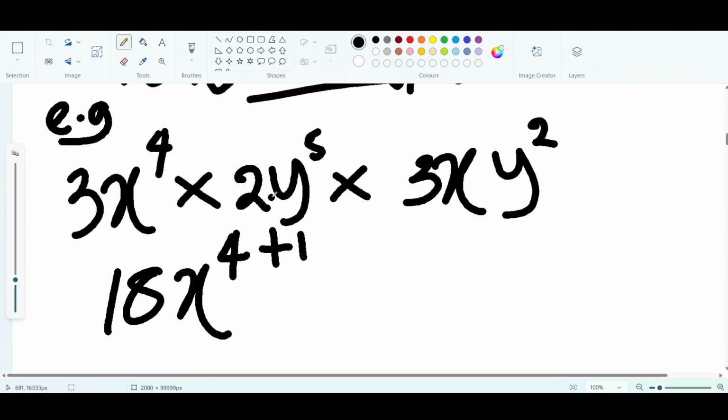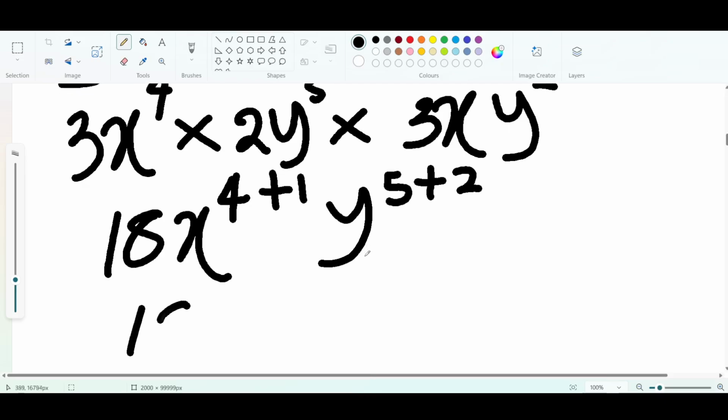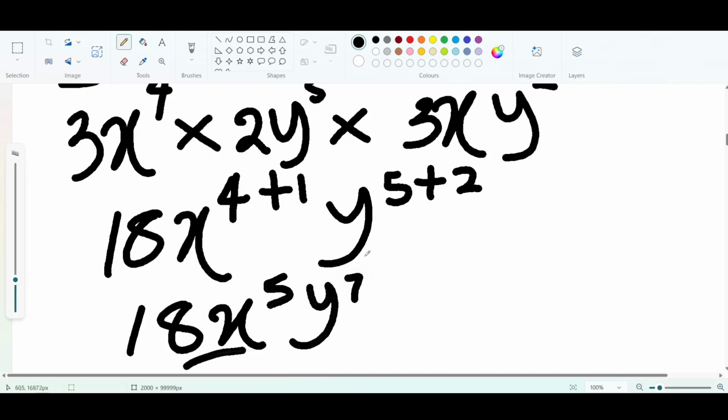Since everything here is multiplying, we are going to add the powers. Here we don't have x, but we have x here. As long as everything is multiplying, we know the multiplication cuts across. So it's going to be 4 plus 1. So that's for that one. Then for this one, it's going to be y raised to power 5 plus 2. So we apply the first law of indices to each of the bases in the expression. So it's going to be 18x raised to power 5 and y raised to power 7, which is the final answer.